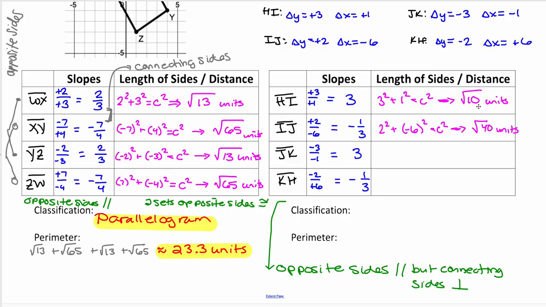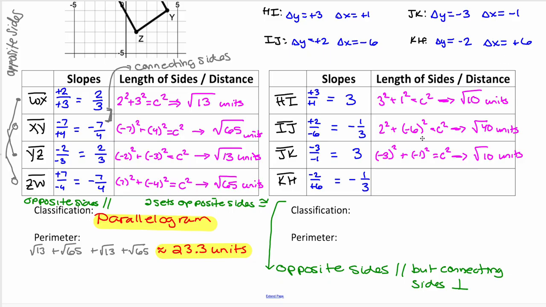Automatically, these are not the same, so that will eliminate square. But we do want to make sure that a rectangle is still there by showing opposite sides are congruent as well. So we do have to keep going. From J to K, our change in y is -3, so we'll put -3 in parentheses, or you can just use the positive value of 3, plus change in x is -1, again, -1 in parentheses squared, or just use the positive one because it's just counting, equals c squared. We'll solve for c, so we'll take the square root. 3 squared plus 1 squared is 10, so we have the square root of 10 units.